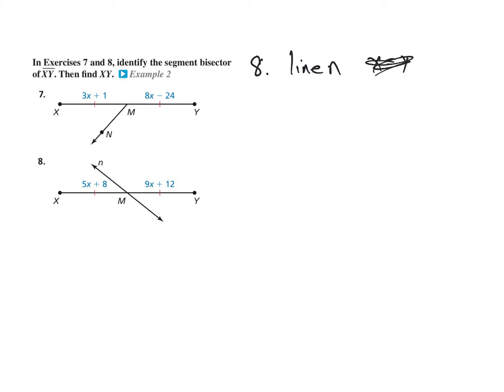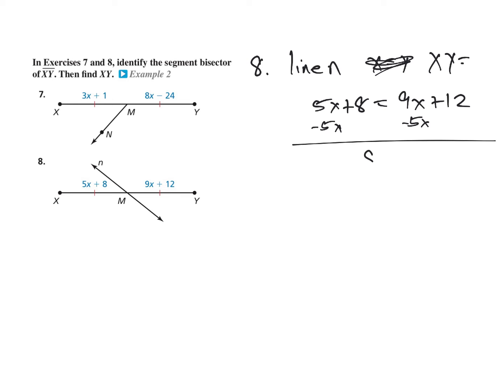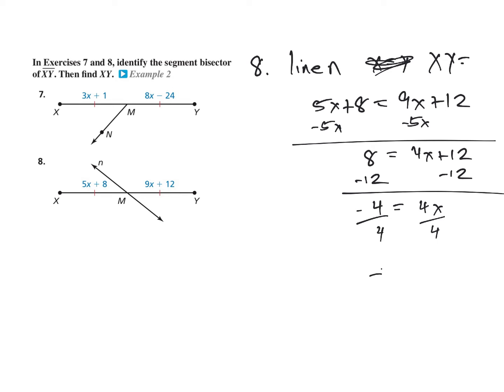Oops, sorry. XY equals. So again, 5x plus 8 is equal to 9x plus 12. Subtract the 5x, and you get 8 equals 4x plus 12. Subtract the 12, and you get negative 4 equals 4x. Divide off the 4, and negative 1 is equal to x. So we plug that back in for x.